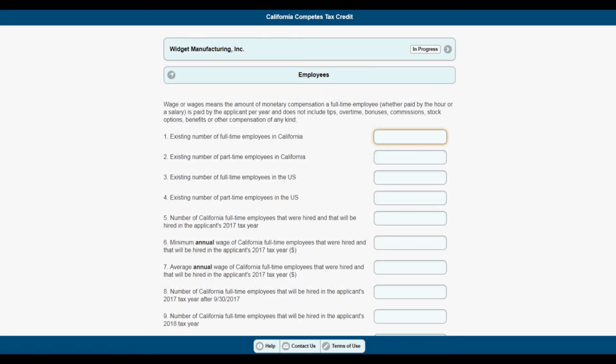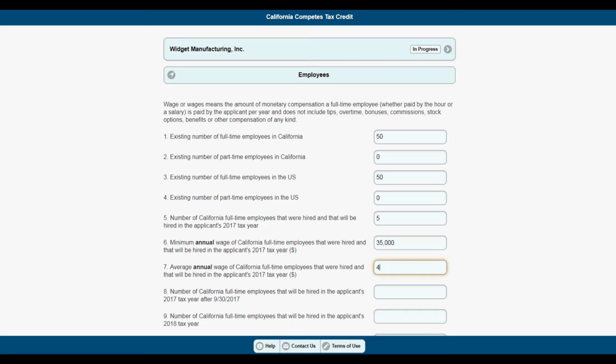Now that we have gone over Widget's base year and hiring for the next 5 years, let's fill in the annual full-time equivalent section. Widget currently has 50 full-time employees and no part-time employees. Widget will hire 5 full-time employees per year with a minimum salary of $35,000 and an average of $40,000.